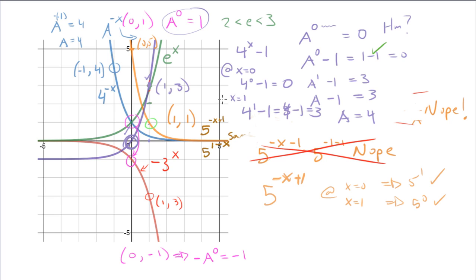Fantastic. We've identified all of these equations. This is 4 to the x minus 1, negative 3 to the x, 5 to the 1 minus x. The green one was e to the x, just a basic curve. This blue one was 4 minus x. So I think we've got a pretty good handle on how to identify these graphs when they transform.